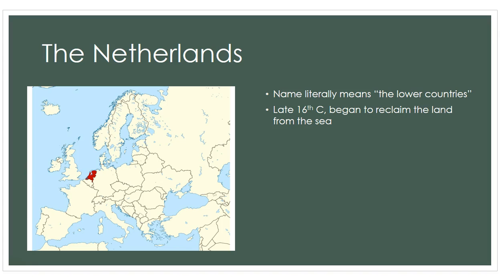So we start today in the Netherlands, and the name the Netherlands literally means the lower countries, and rightfully so. Only around 50% of this country is more than a meter above sea level. So it's a very, very low-lying country. In the late 16th century, the Dutch began to reclaim some of the land from the sea, and roughly 17% of today's current Netherlands is the result of land reclamation.